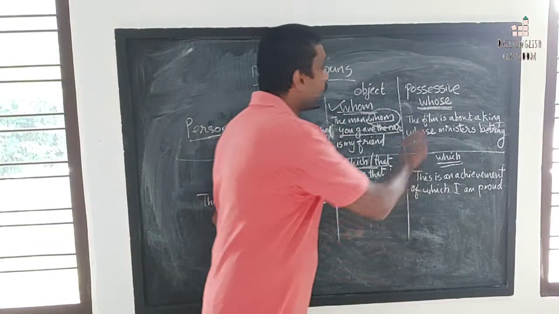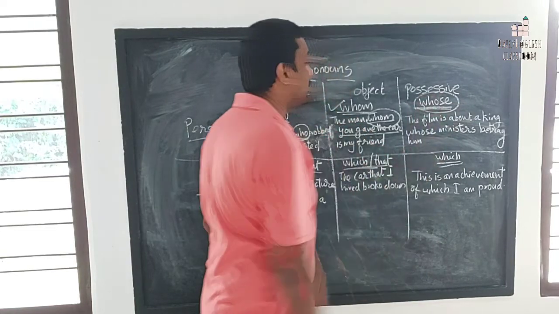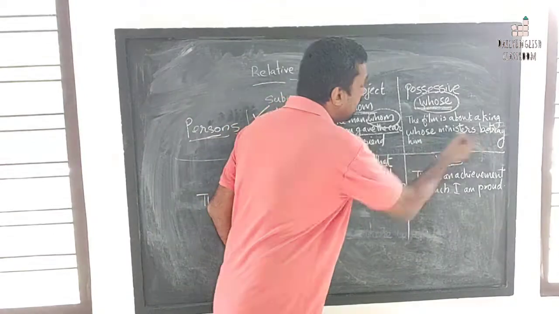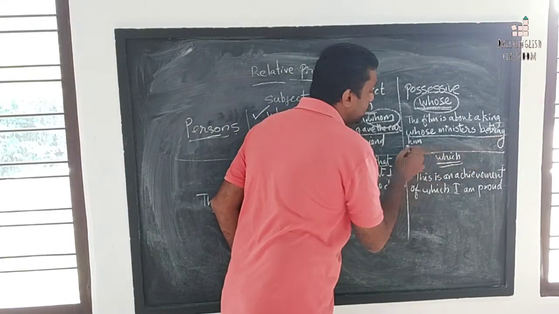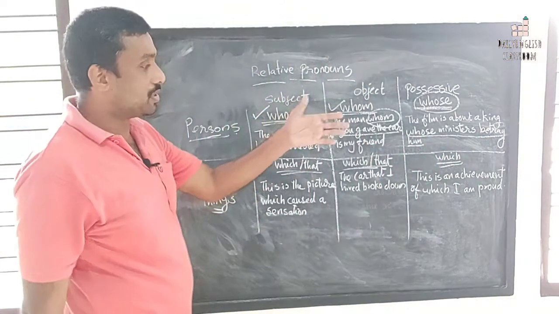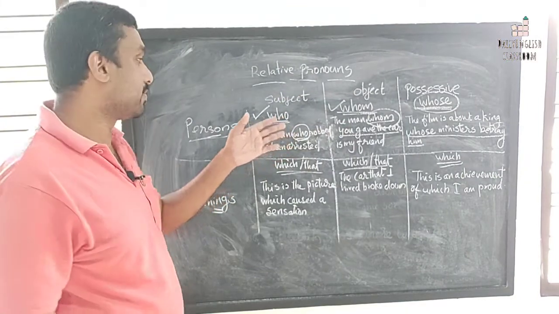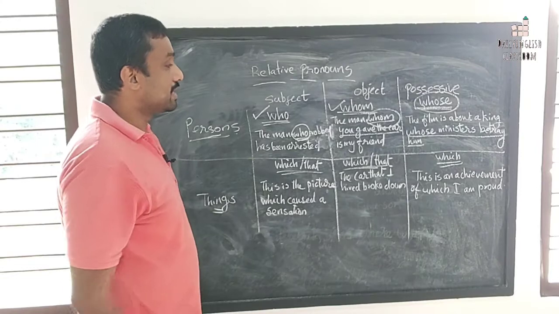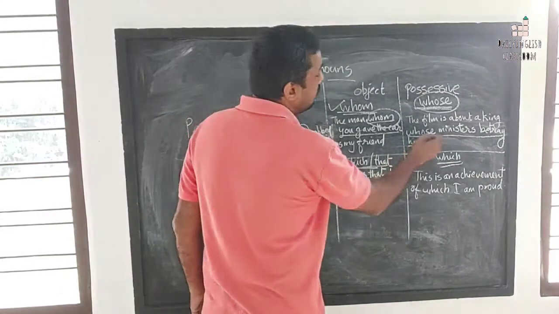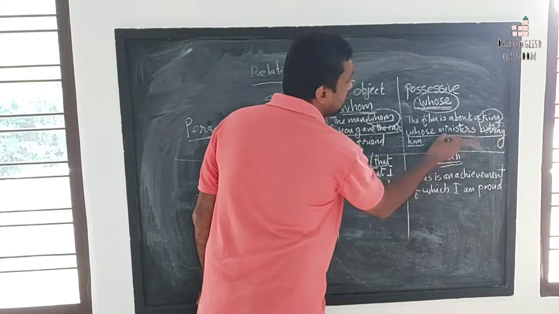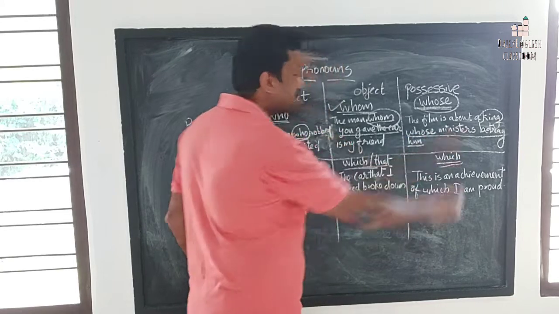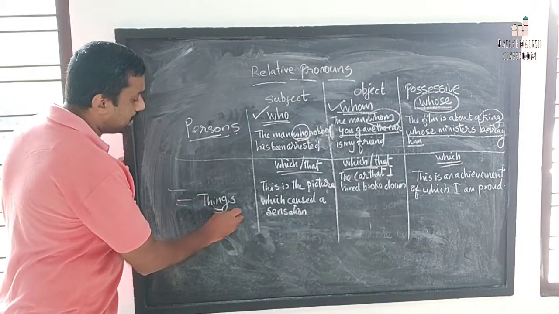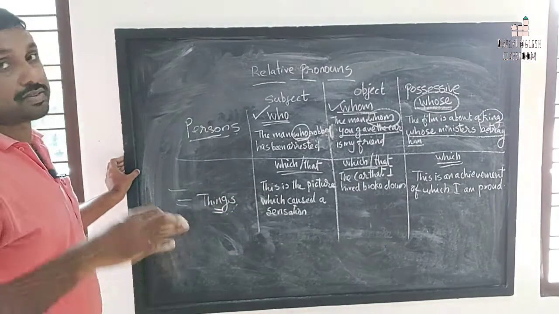And the third one, when you are using it in the possessive form, we use whose. The film is about a king whose ministers betray him. Whose ministers betray him is the relative clause, and whose is the relative pronoun, because it is referring to the possession of the king, the king's ministers. So whose ministers.